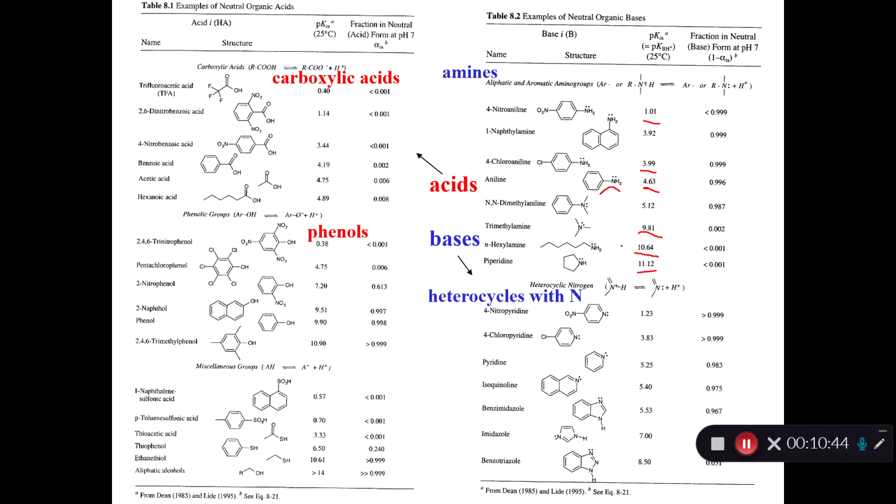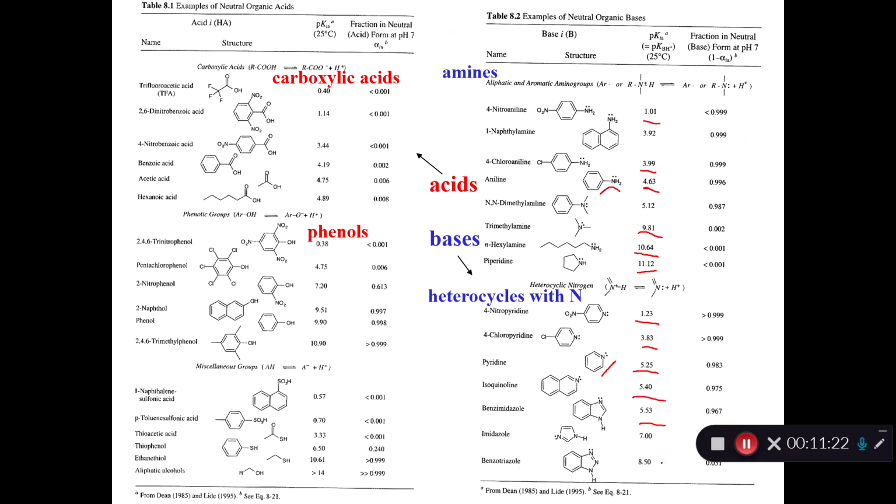Then you've got heterocycles. So these are cyclic structures, carbon cycles, except that there's a heteroatom. Instead of just being 6 carbons in a benzene ring, nitrogen is here serving as the heteroatom, and that nitrogen can pick up a proton. You can see if you just have plain old pyridine, the pKa is 5.25. You add a nitro group on it, you drag the pKa all the way down to 1.23. Add a chlorine, you drag it down to 3.83. If you add some of these organic functional groups, some R groups, you can actually slightly raise the pKa a little bit.